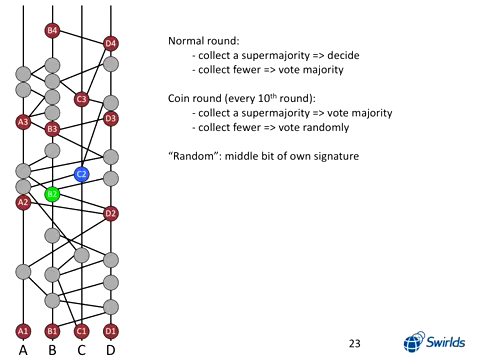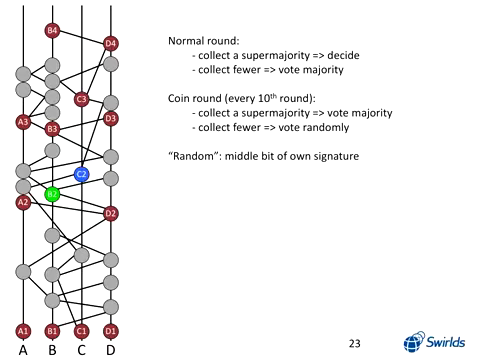But if you make it to the 10th round, then we use a different rule for just the 10th round. It's a coin round. Anybody who collects a supermajority merely votes that way. You could collect unanimous yeses, and you'll merely vote yes, because it's a coin round. You don't decide. No one ever decides in a coin round. And if you don't collect a supermajority, you flip a coin.